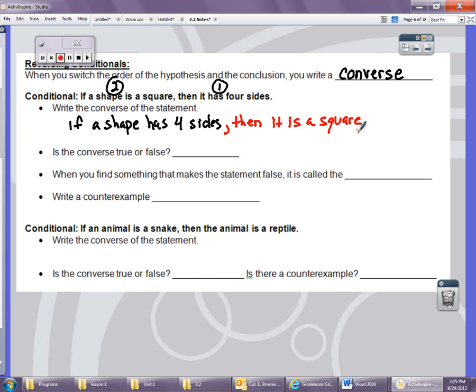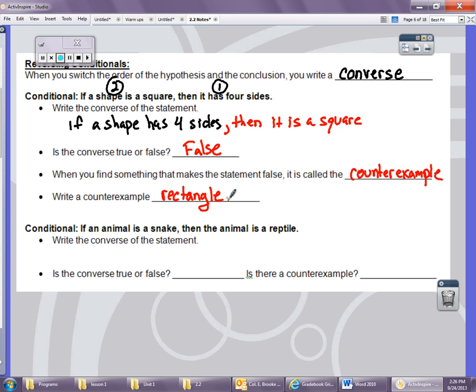Is the converse true or false? Well, if a shape has four sides, then it's a square. Well, that's false. When you find something that makes a statement false, this is called our counterexample. And our counterexample, well, something that has four sides that's not a square, you could say a rectangle. Rectangle's not a square. Has four sides, not a square.